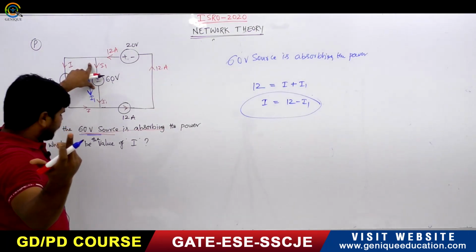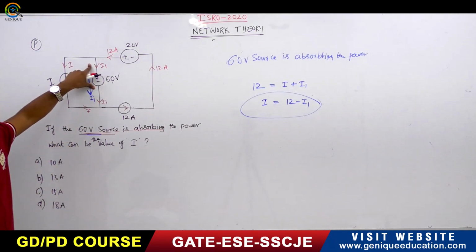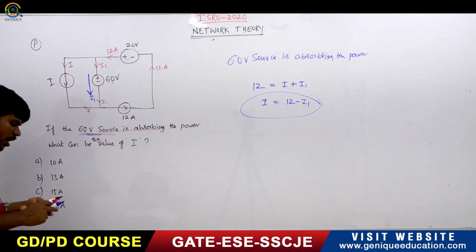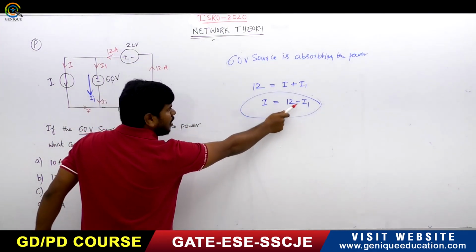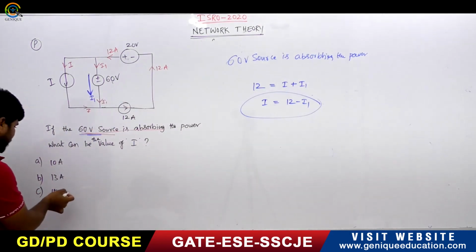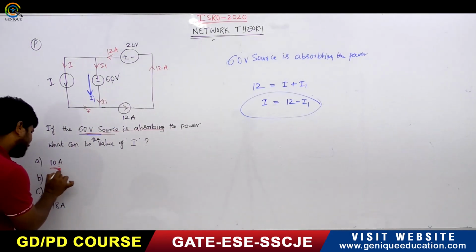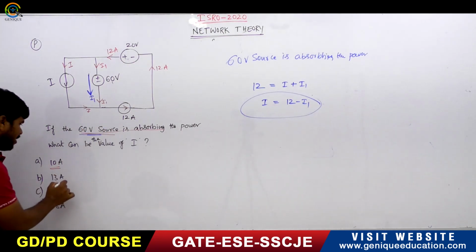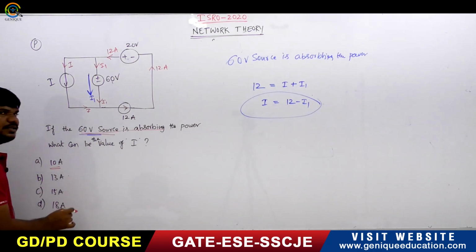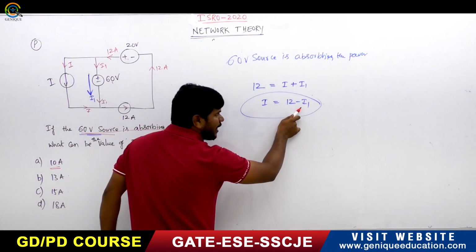We don't know the value of I1. So, if you observe the options, it is 12 minus I1. Only this option is satisfying. The remaining ones, 13, 15, 18, are all greater than 12. That means it is 12 minus I1, right?